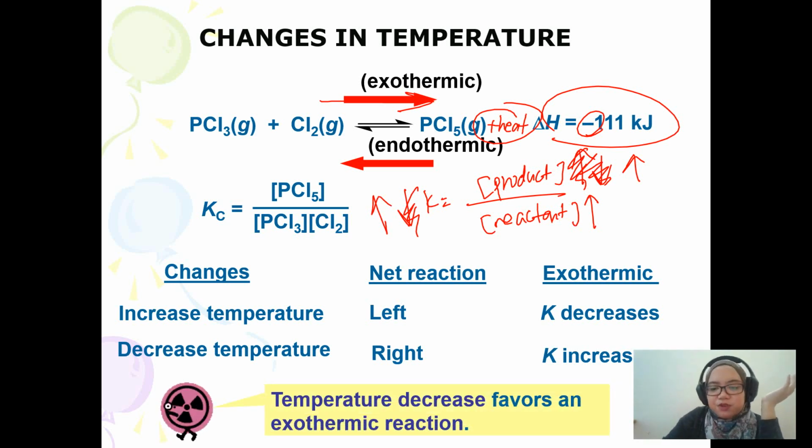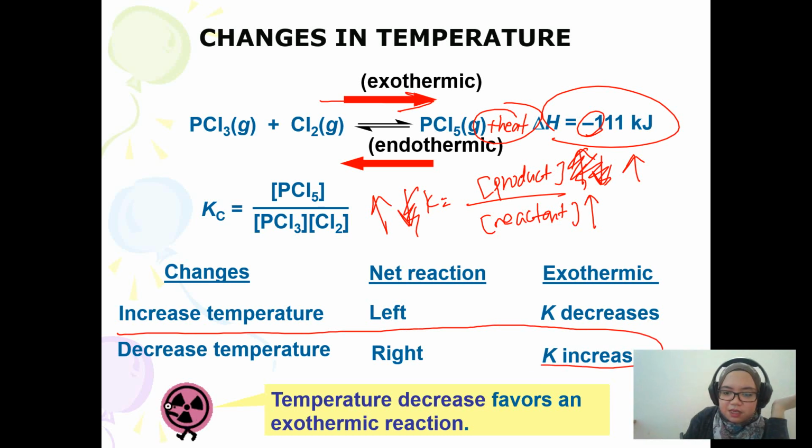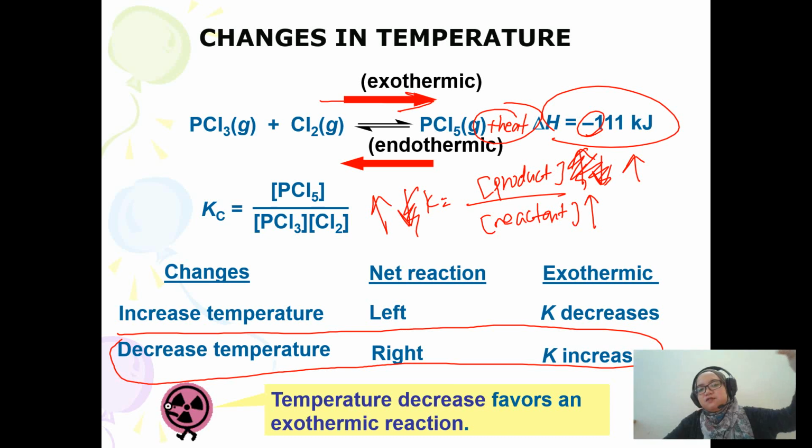Okay. So, temperature decrease favors an exothermic reaction. Sebab apa? Temperature decrease, dia akan favors to the right lah. Pergi to the right. Kalau pergi to the right, dia akan release heat. Sebab itu exothermic reaction favors the decrease in temperature. Okay, supaya the equilibrium position akan shift to the right to produce more heat and product. Okay, to release more heat and product.